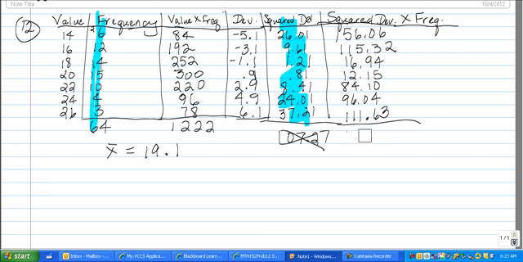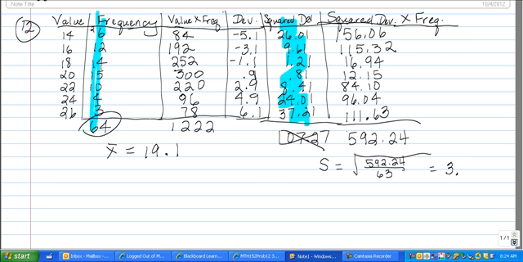Okay, so we get 592.24, if I haven't made any errors. Now to find our standard deviation, what we want to do is take the square root of that sum divided by the frequency minus 1. So the frequency minus 1 will be 63. So I'm getting the square root of 592.24 divided by 63. And I'm getting 3.06.